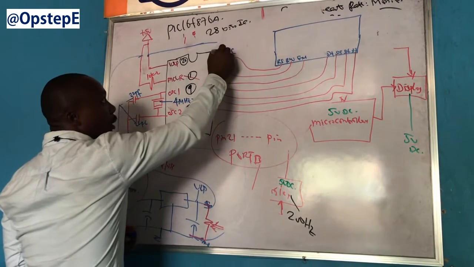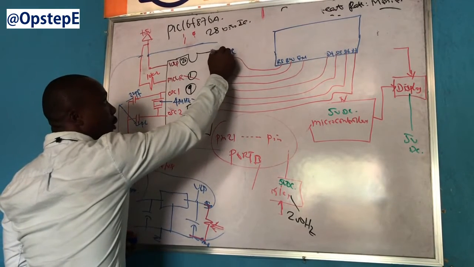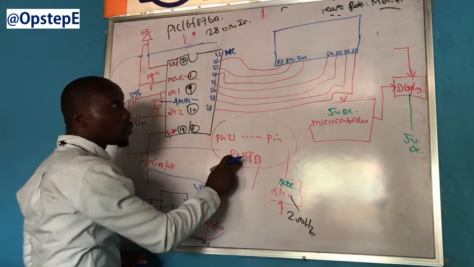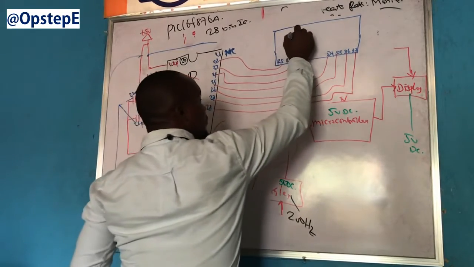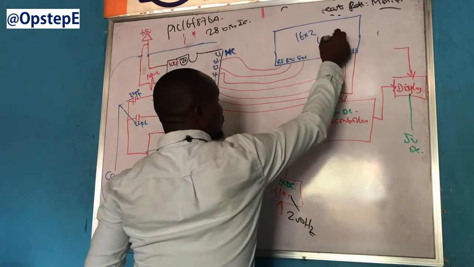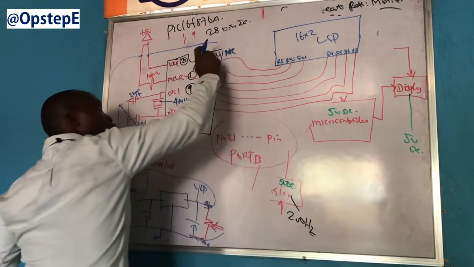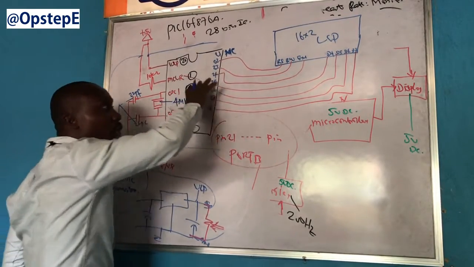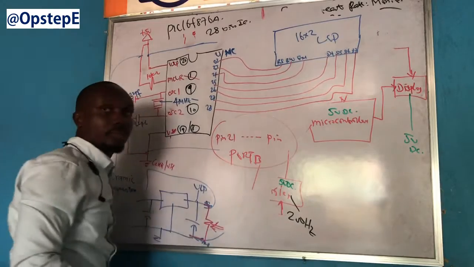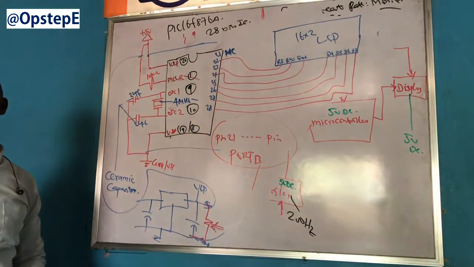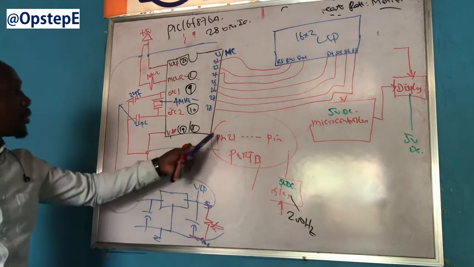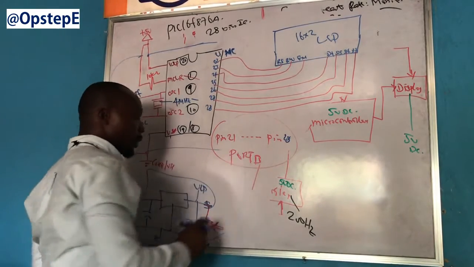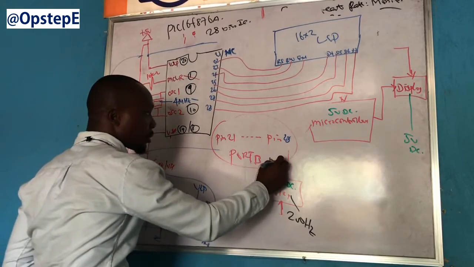Don't forget, pin 21 is not connected. Pin 21 to pin 28 are your Port B pins. So 1 to 24. Pin 21 was not connected, but 22 down to 28 were connected to your LCD. Does that make sense? But understand that your pin 21 to your pin 28 are your Port B pins.